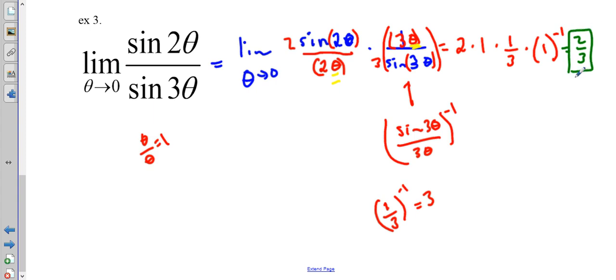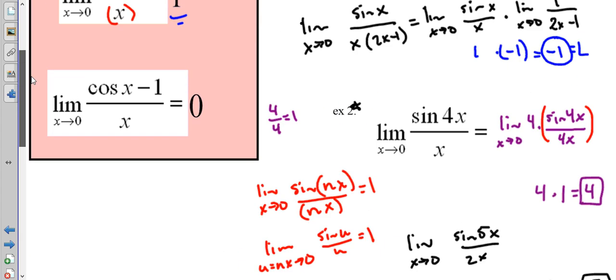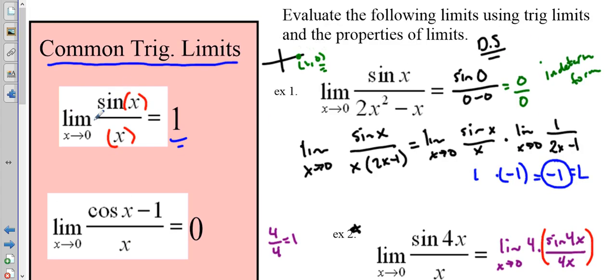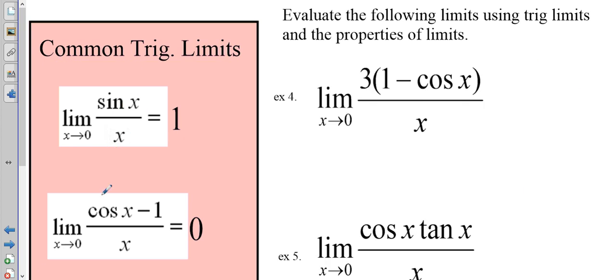And that's our limit. Awesome, right? In all these cases, what we did is we used this basic trig limit: the limit of sine of x over x, as x approaches 0, is equal to 1. And we used it for every single one of these cases. All right, let's try some other ones.